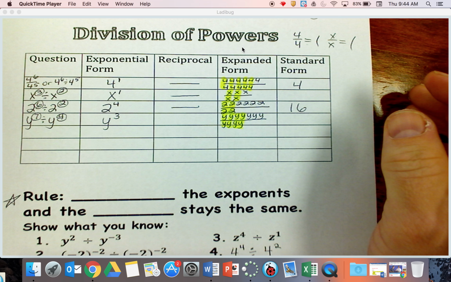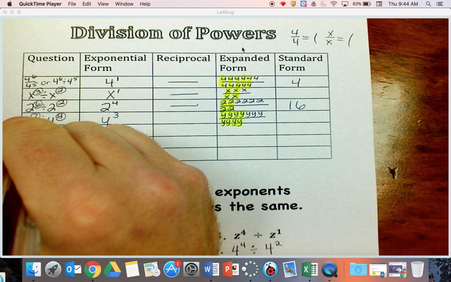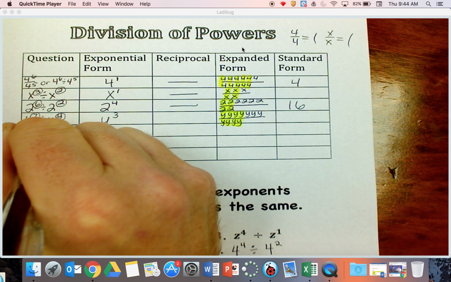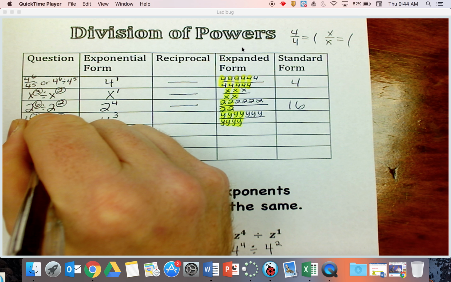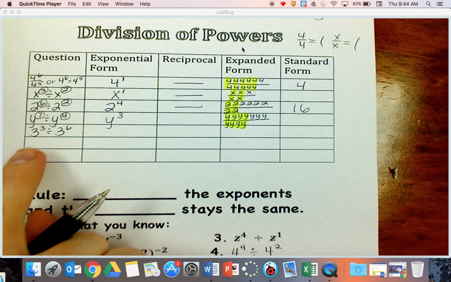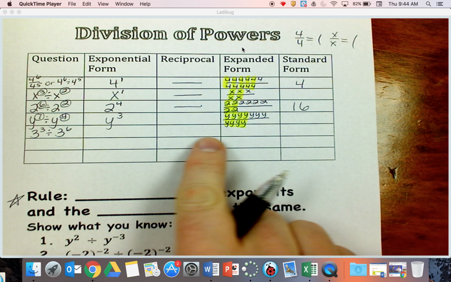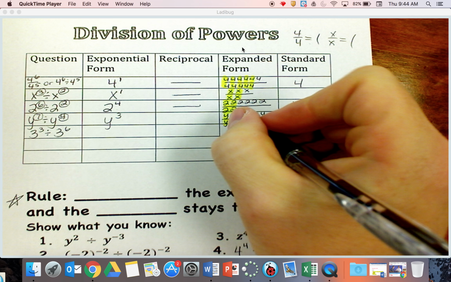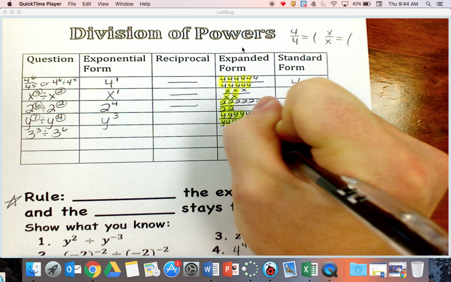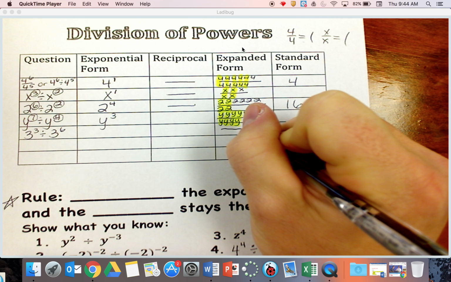Let's see if it works for our negatives. So let's see here. What if I have 3 to the 3rd power, and I'm going to divide it by 3 to the 6th power? All right, let's see what happens. Don't have any negatives there. Let's look back here. Let's see what happens. I got on top, I got 3 3's. And on the bottom, I got 6 3's.